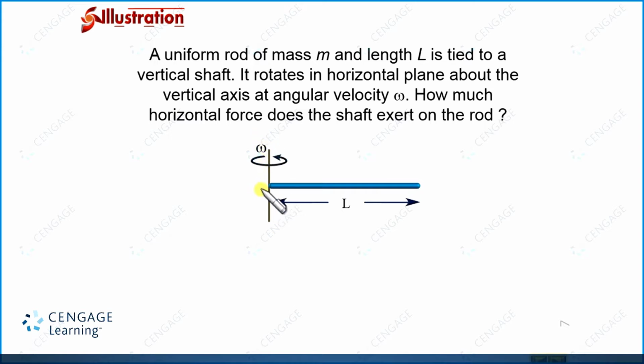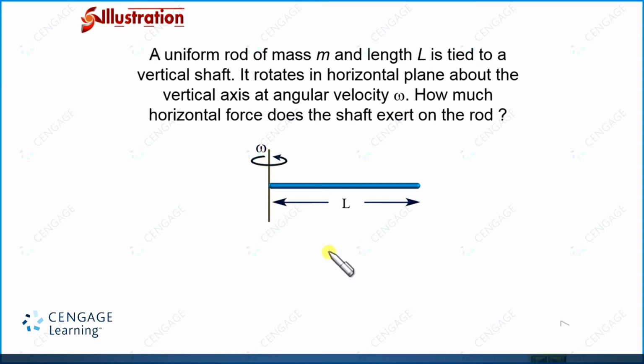This is the vertical shaft and it can rotate in the horizontal plane about this vertical axis with angular velocity omega. How much horizontal force does the shaft exert on the rod? We need to calculate the force exerted by this vertical shaft on the rod. Here we are considering gravity free space. That's why this rod is rotating in the horizontal plane, without inclination. So we are considering the space is gravity free space.